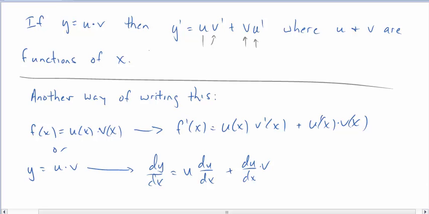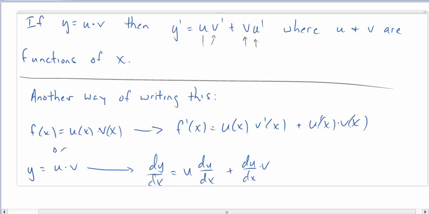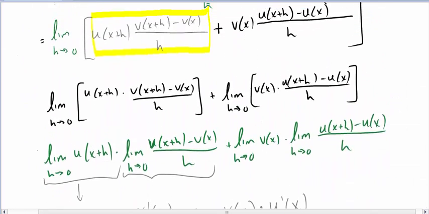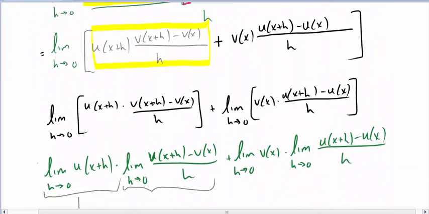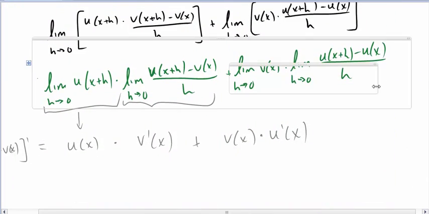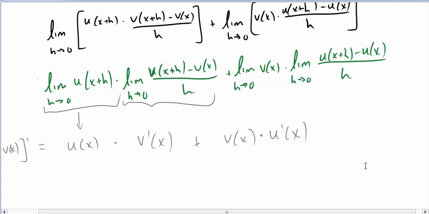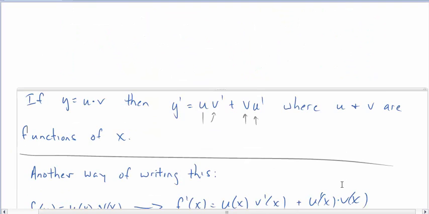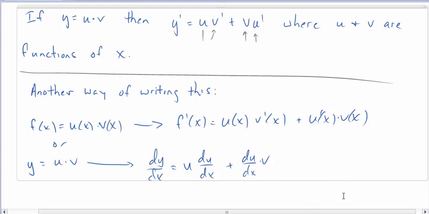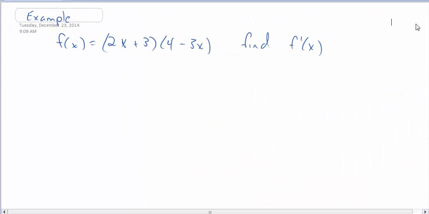You don't have time to go through this process every time you need to figure out how to differentiate a product. If you want to, go for it. But I really, really would not recommend deriving this each time. This is a rule that, guys, you just got to know. And on that note, let's do some problems.